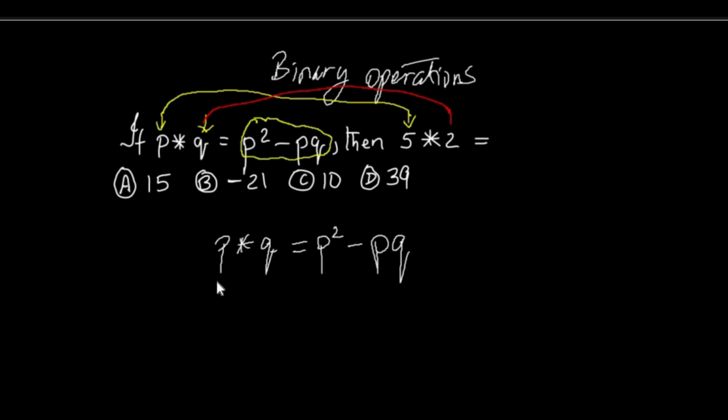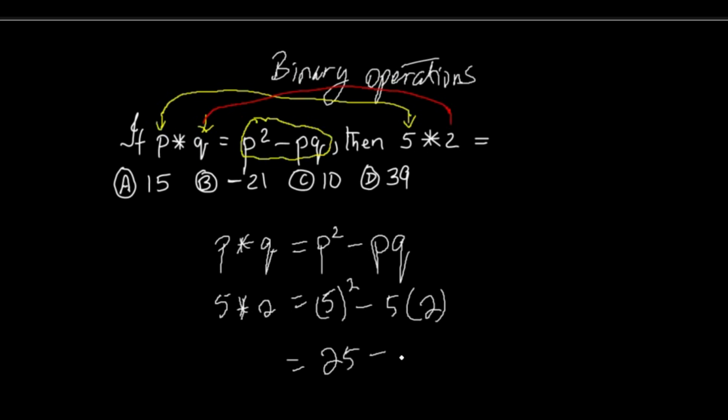And so what we need to do is just basically substitute. In place of the P, we have 5. In place of the Q, we have 2. And we just do the same thing. Wherever we have P, we put 5, and wherever we have the Q, we put the 2. And work that out. 5 squared is 25 minus 10, and that gives us 15. And so our solution is correct. A.